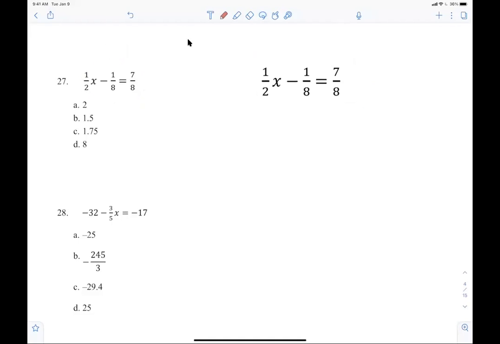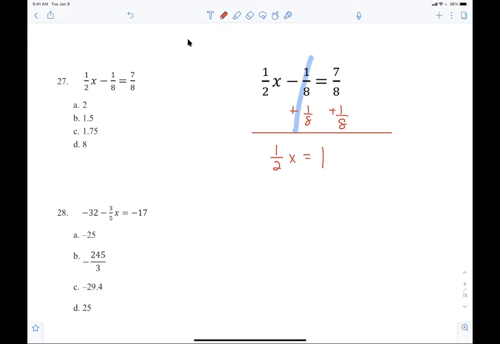So first step, remember, was to add 1/8 to both sides. Adding 1/8, now we're in good shape because we already have common denominators, right? So 7/8 plus 1/8 is what? 7/8 plus 1/8, guys. Come on. Oh, 1, right? 8/8, and 8/8 is 1. So 1/2 x equals 1.